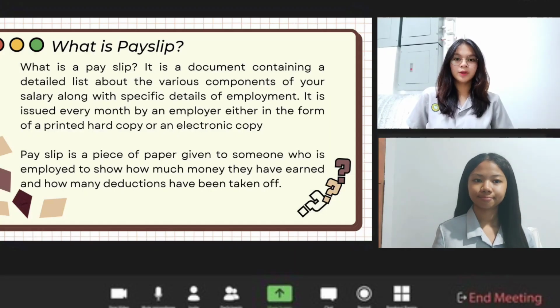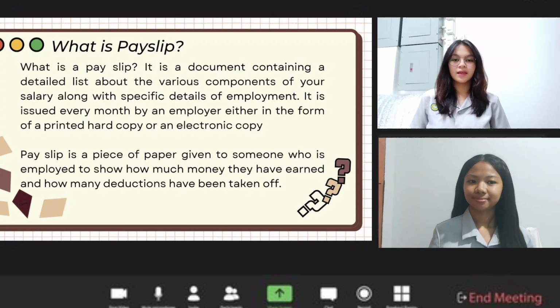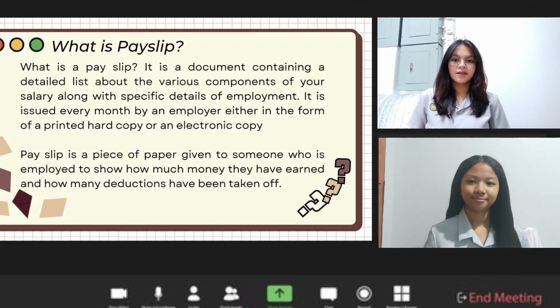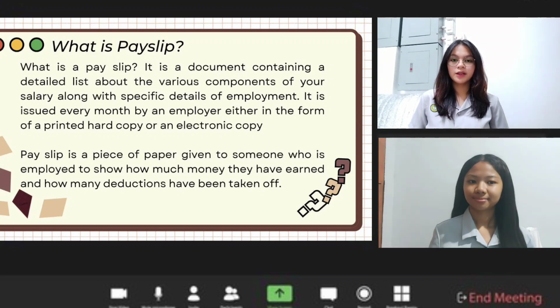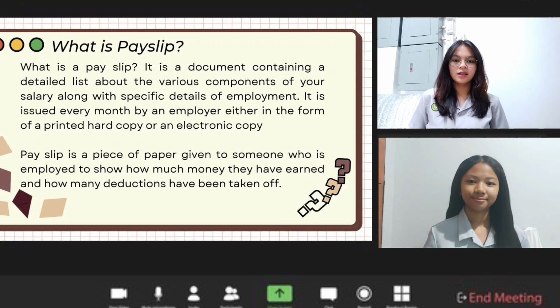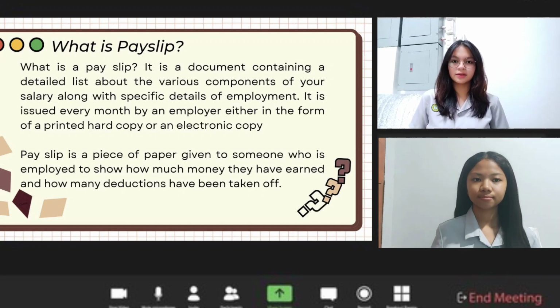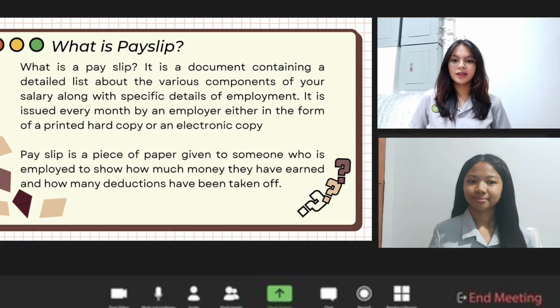For this lesson, we will talk about payslip. Have you ever heard of payslip? If yes, then this lesson will be easy for you because of the familiarity. If not, then listen carefully to find out what a payslip is. So, let us find out. What is a payslip? It is a document containing a detailed list about the various components of your salary along with specific details of employment. It is issued every month by an employer, either in the form of a printed hard copy or an electronic copy.